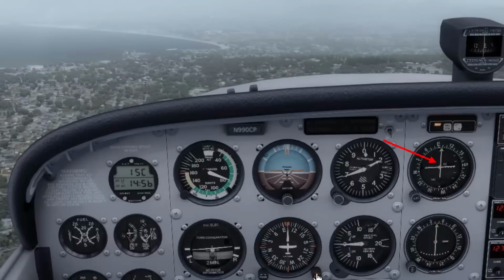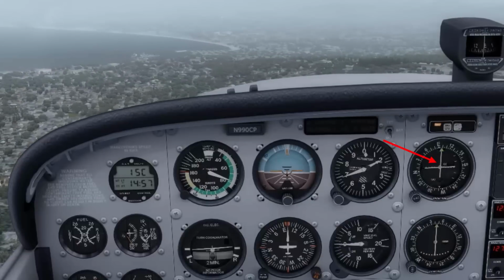I'm on the course and the glide slope. The two needles are in the middle. Now I need to start descending and follow the 3 degrees descent to the runway.